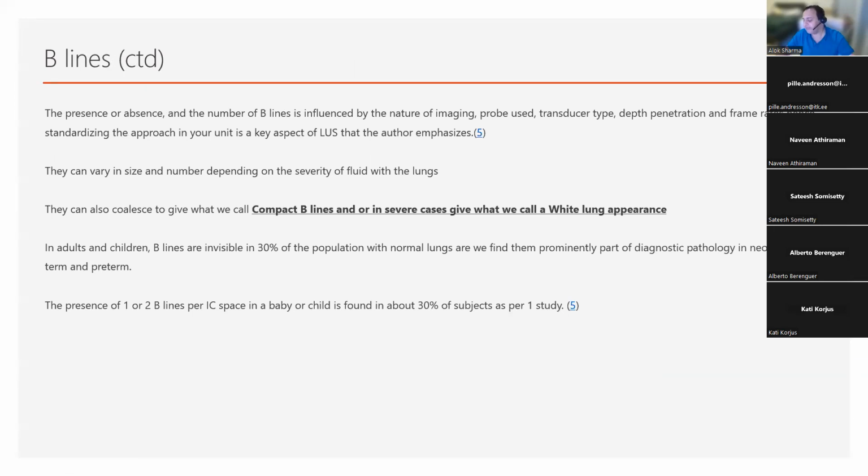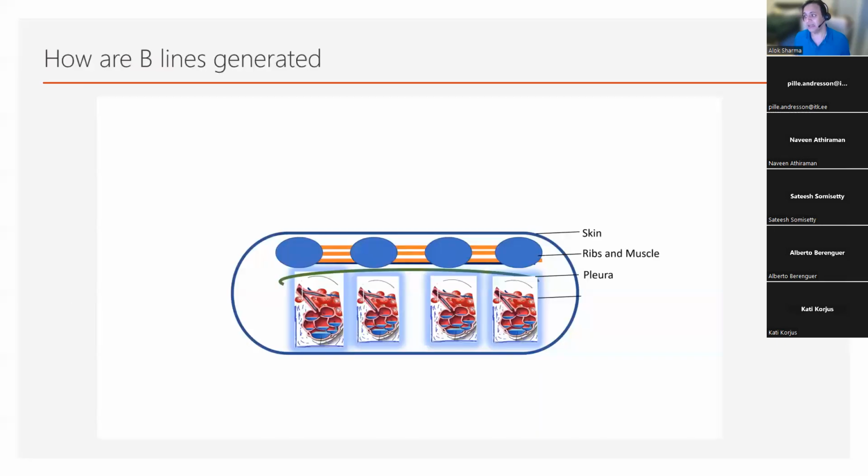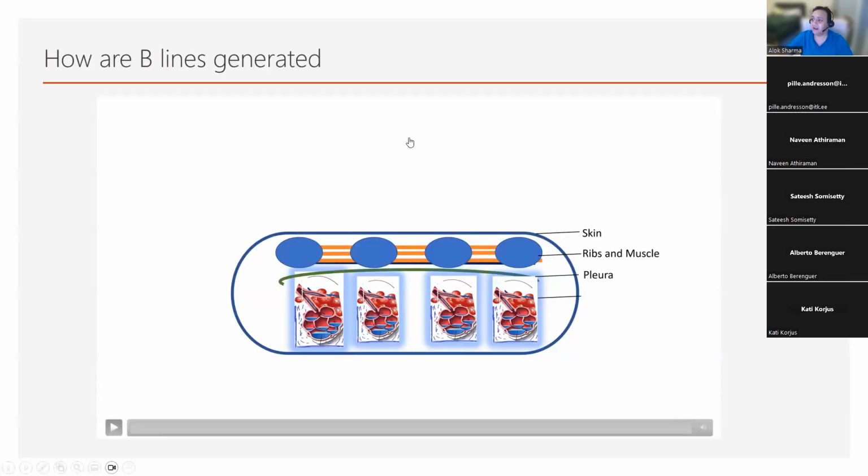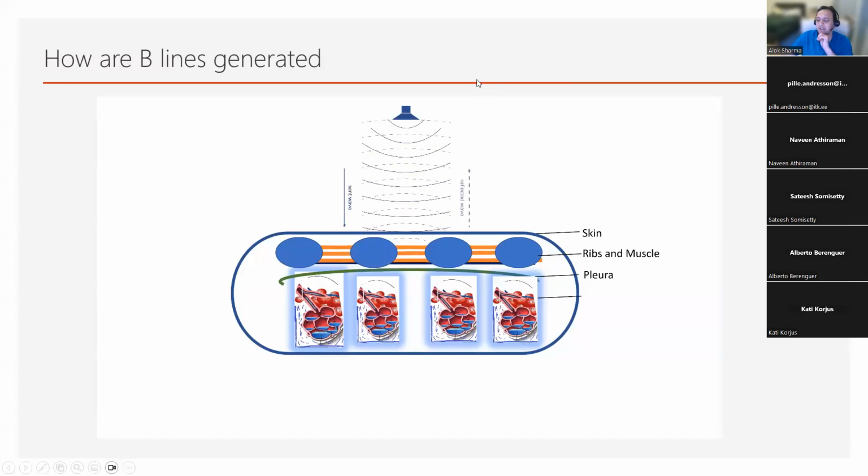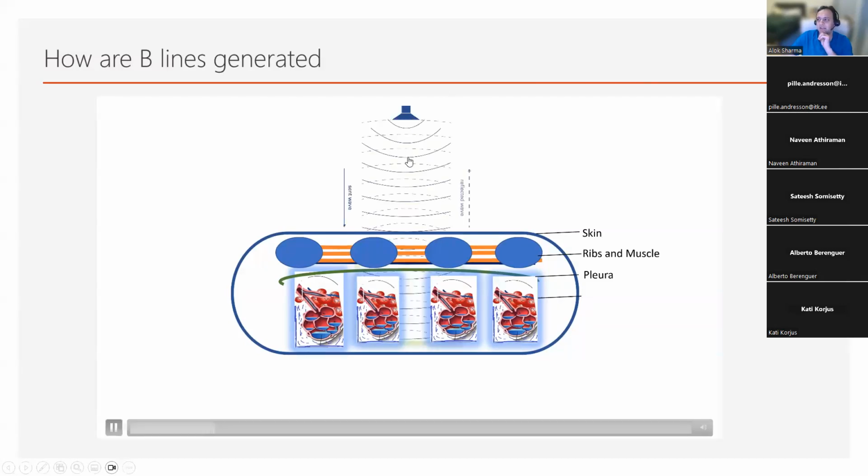So that you'd have these vertical artifacts which then coalesce together to form compact B lines. Once the alveoli are full of fluid and these B lines coalesce, you get what is a white lung or an alveolar interstitial appearance. But just to give you an idea of how B lines are formed, so ultrasound waves will move forward. They will enter into tissue.